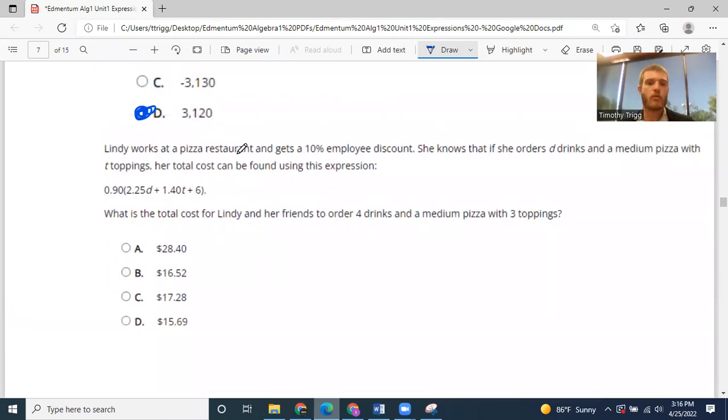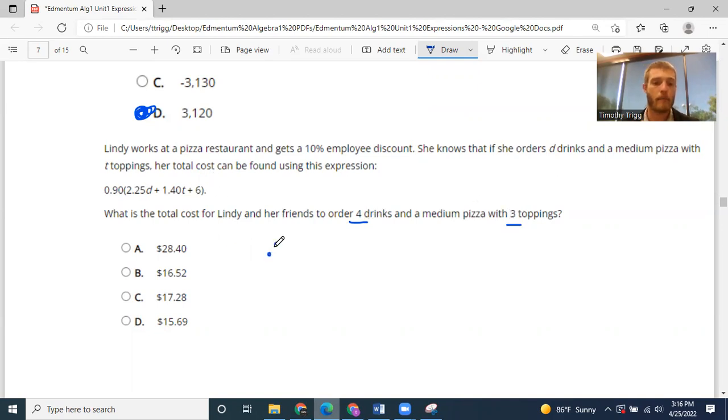Lindy works at a pizza restaurant and gets a 10% employee discount. She knows that if she orders D drinks and a medium pizza with T toppings, her total cost can be found using this expression. So 0.90 times (2.25D plus 1.40T plus 6). What will be the total cost for Lindy and her friends to order 4 drinks and a medium pizza with 3 toppings? So I'm going to replace the D with 4 and the T with 3.